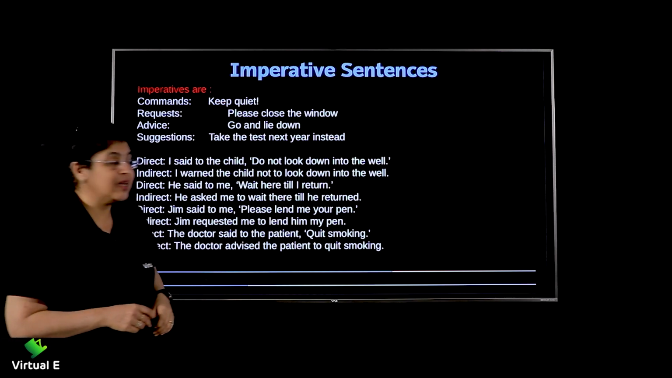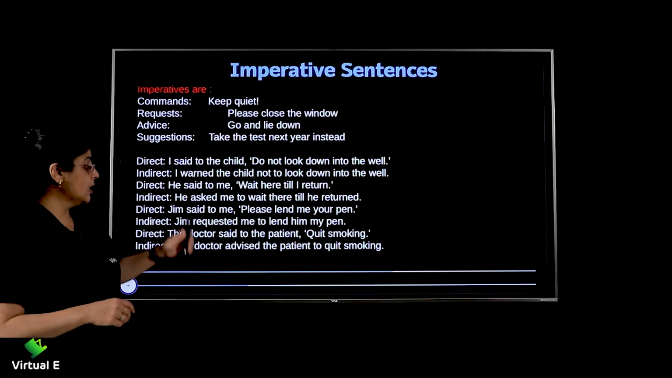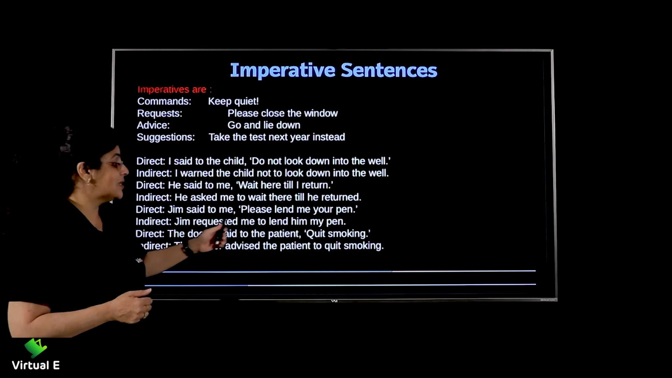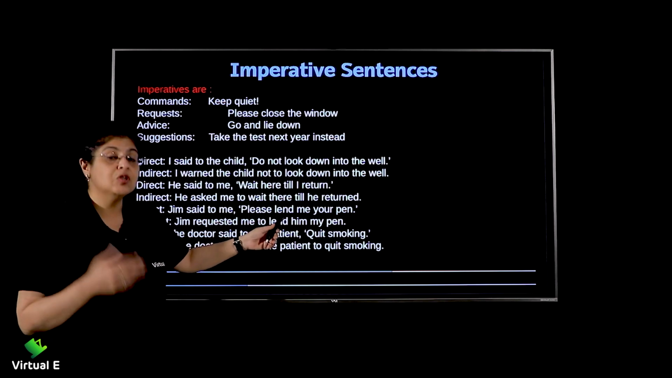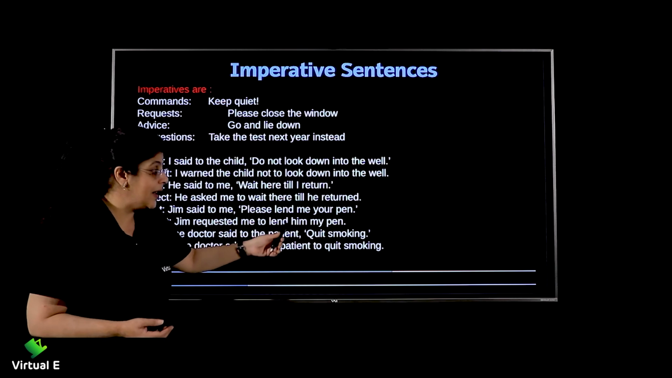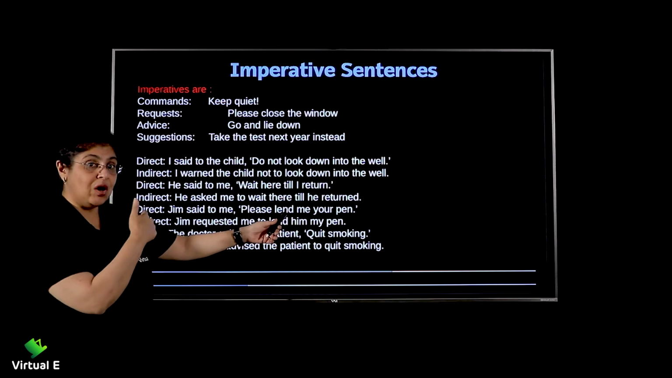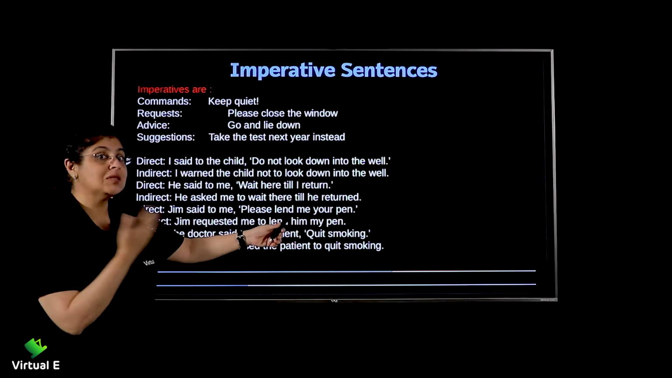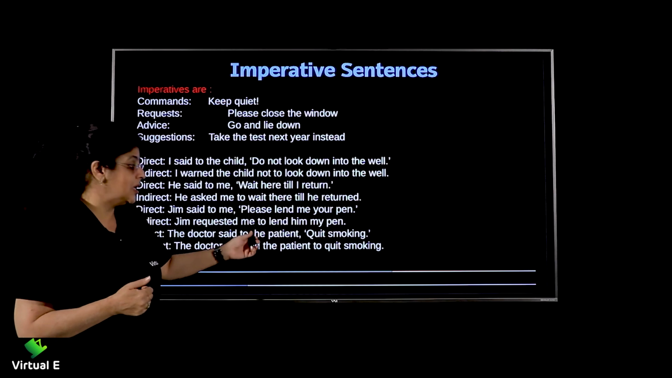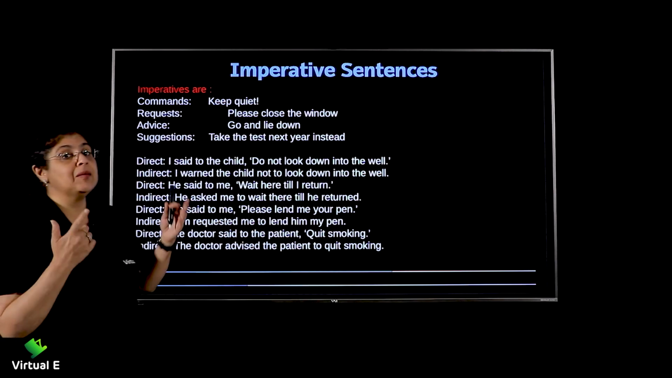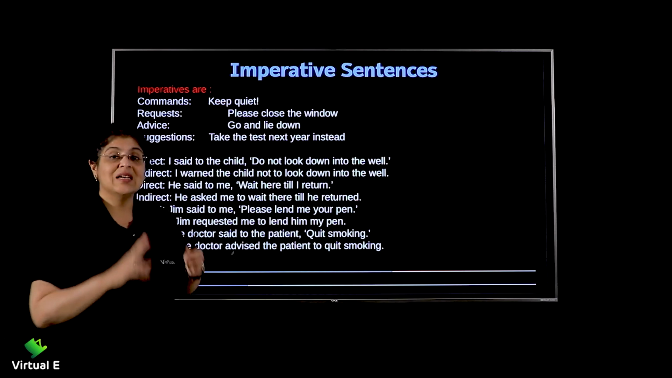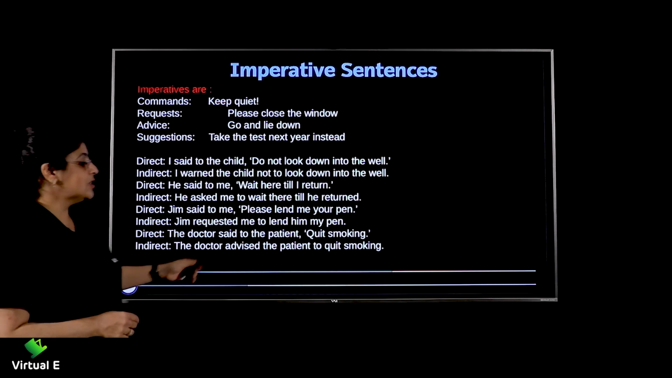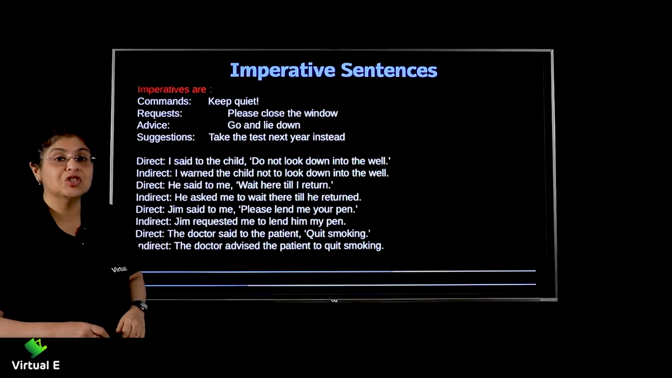"Jim said to me, please lend me your pen." Now it's please, so requested. So, Jim requested me. Now, lend is the verb, so to lend. To lend me means who? Him. He wanted it, no? So, him, my pen. He told me, so he wants my pen. So, requested me to lend him my pen. Pronouns, tenses, take care.